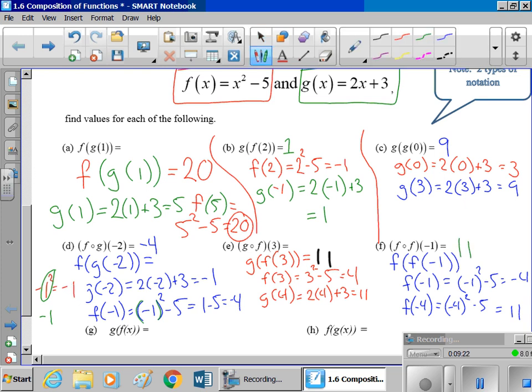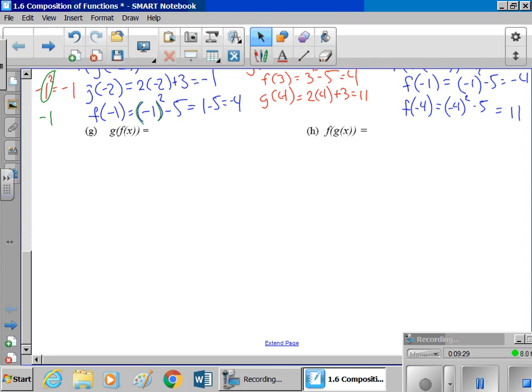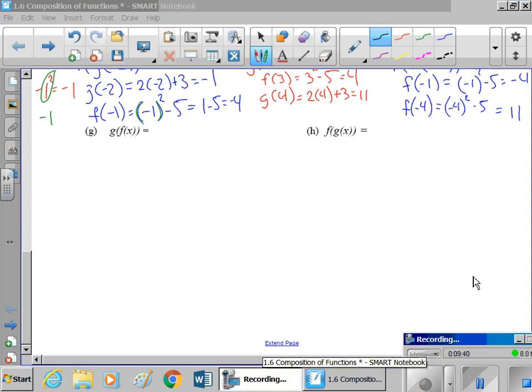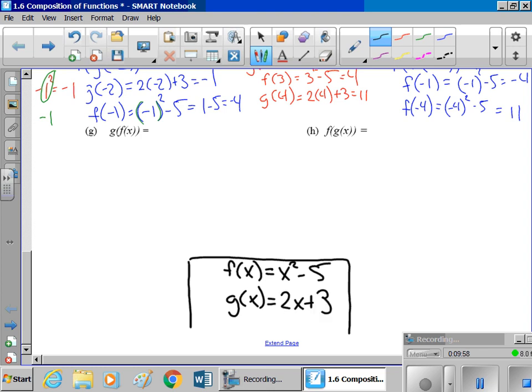All right. Okay, we're moving on to these bottom ones, which are going to be a little different because here we're actually taking the functions and placing them inside other functions. So we're going to start with our f of x and place it into our g of x. And let's just remind ourselves what f of x and g of x are. Write them here at the bottom. f of x is equal to x squared minus 5. And g of x is equal to 2x plus 3. You have them visible on your sheet. I don't have them visible here on the smartboard.